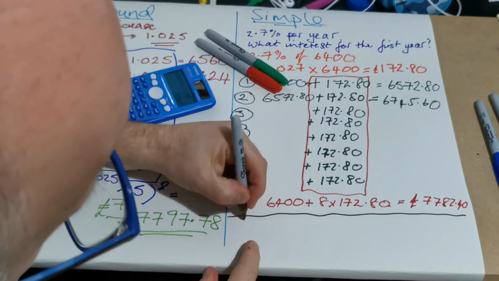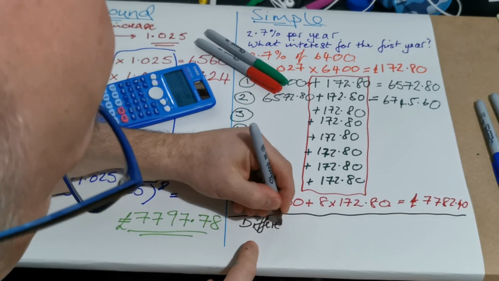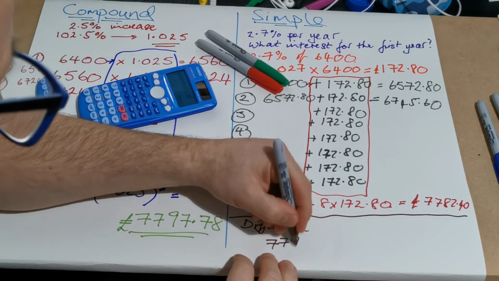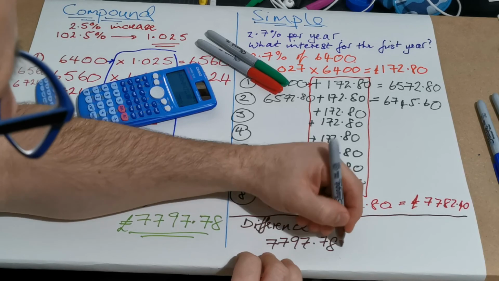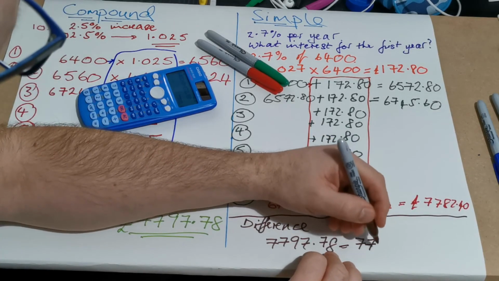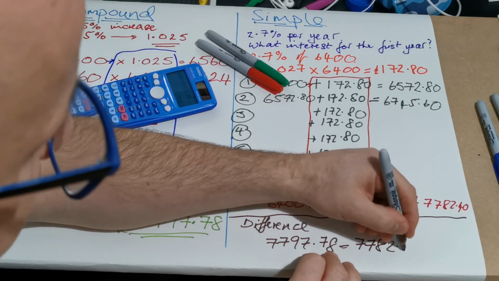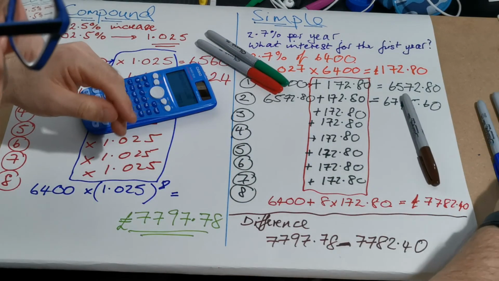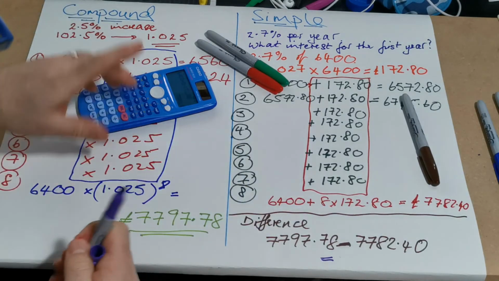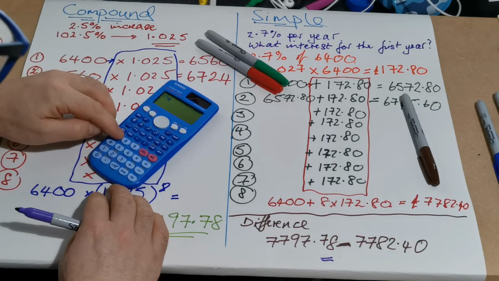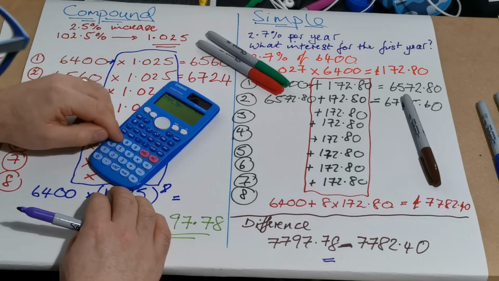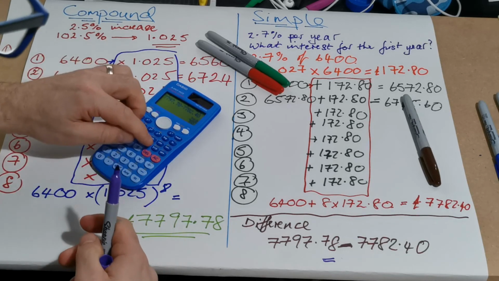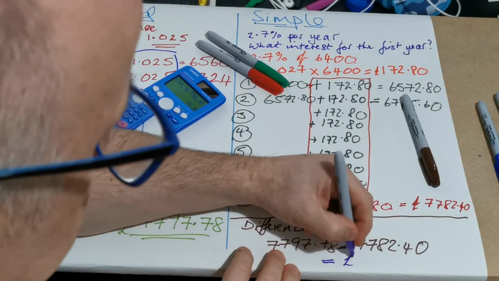Now the question says calculate the difference in value, and that's where we're heading back to. So here, difference. Now I can see this one's bigger than that one, so I'm going to do 7,797.78 take away 7,782.40, and that will give me a final answer of £15.38.